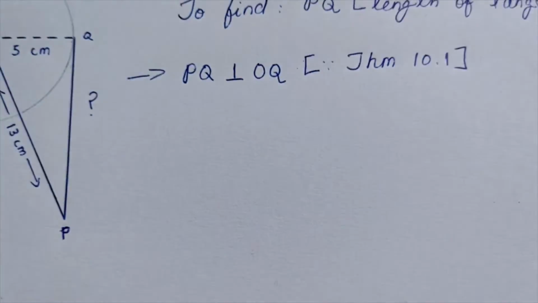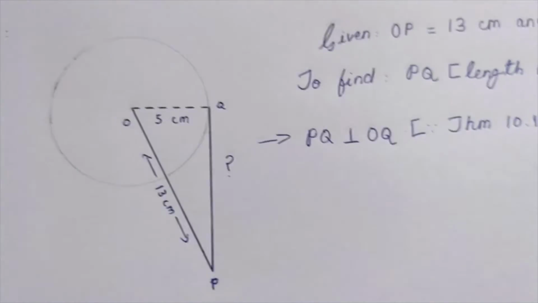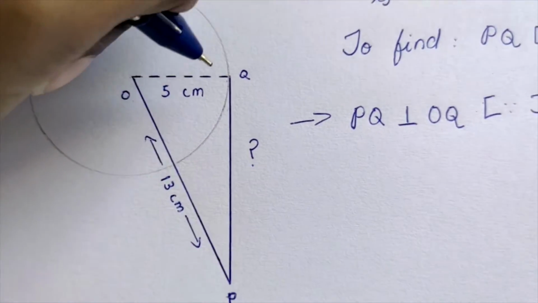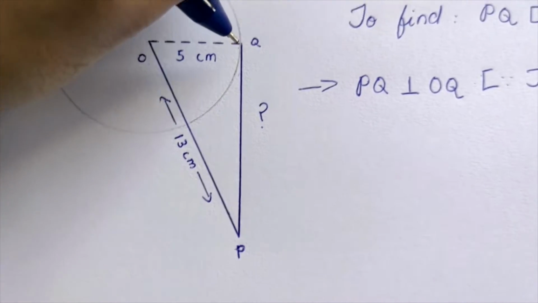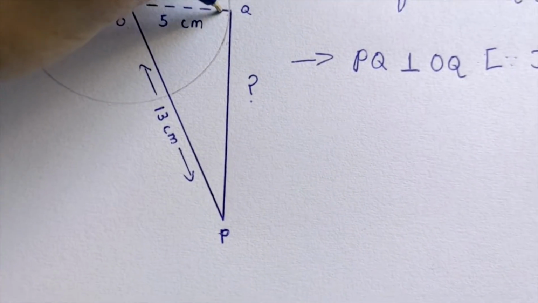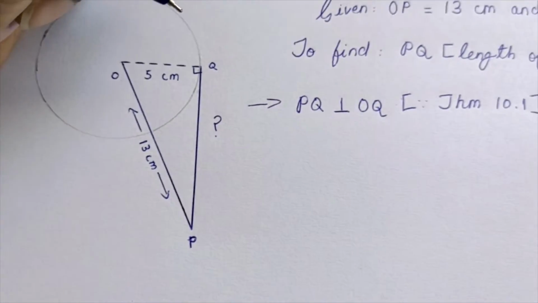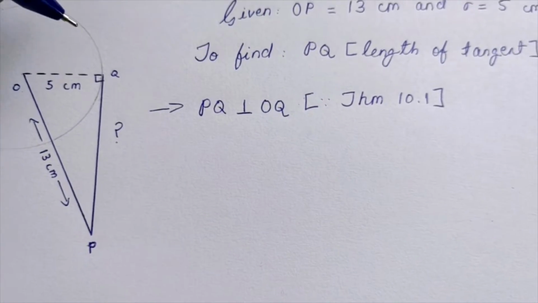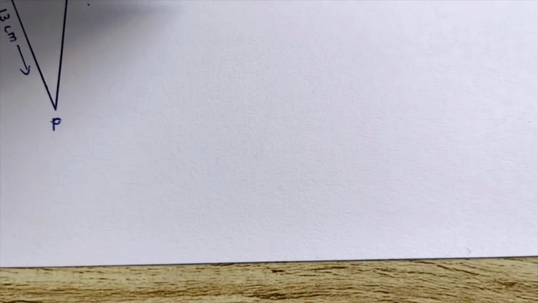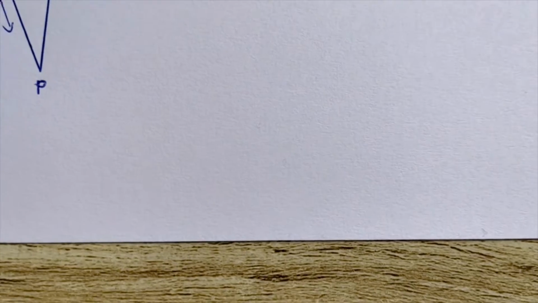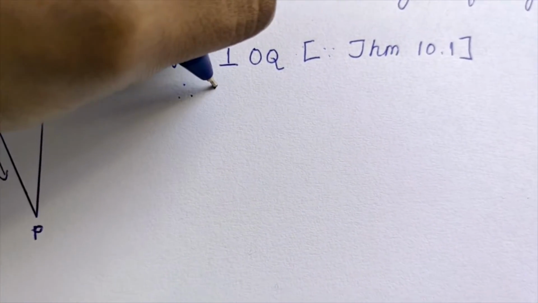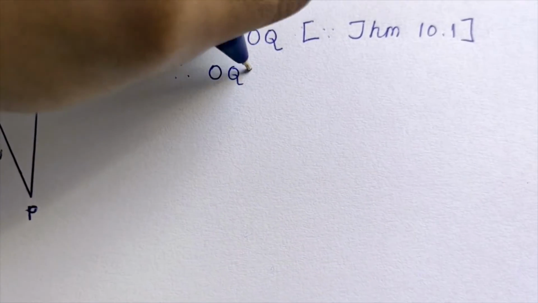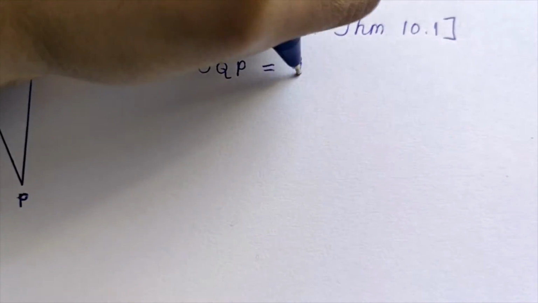So, if PQ is perpendicular to OQ, that means that angle OQP is 90 degrees. The theorem states that the tangent is perpendicular to the radius of the circle. So, that means angle OQP is equal to 90 degrees. And we can write that down here. PQ is perpendicular to OQ. Therefore, angle OQP is equal to 90 degrees.